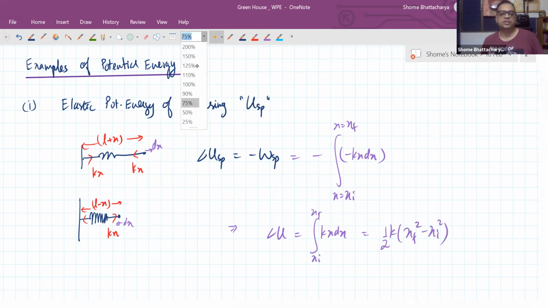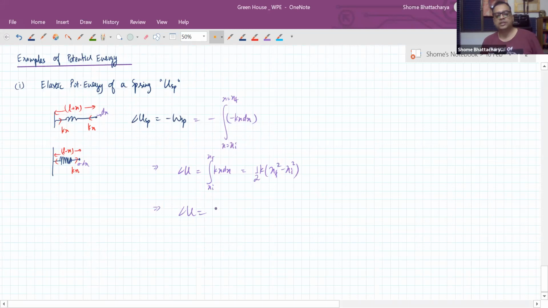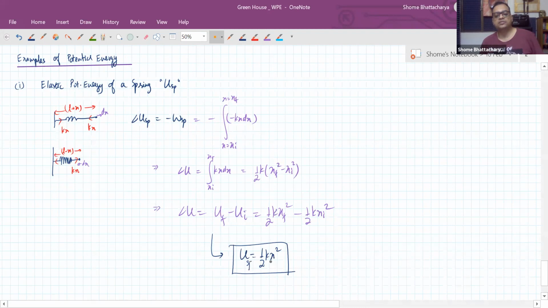Now delta U is nothing but change in potential energy. So delta U can be written as final potential energy minus initial potential energy. That can be written as half k x final square minus half k x initial square. So from that we can define the absolute potential energy. U will become half kx square. So this is how we define the potential energy of a spring as a function of its position.